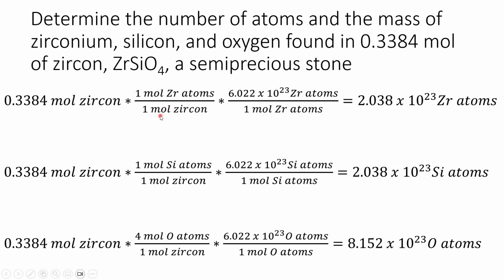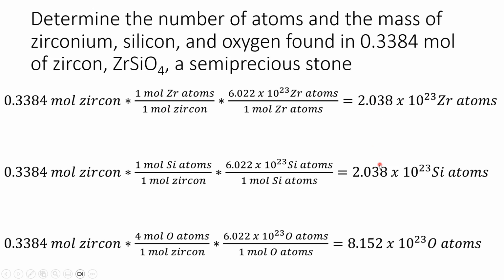But it'd be the same thing as if we put dozen here. If we had 1 dozen zircon molecules, we'd have 1 dozen zirconium atoms. Or if we had 1 dozen zircon molecules, we'd have 4 dozen oxygen atoms, since each of those molecules gives us 4 oxygen. So once we get into the moles of those specific elements, now we can just again use Avogadro's number to convert to the actual number of atoms.